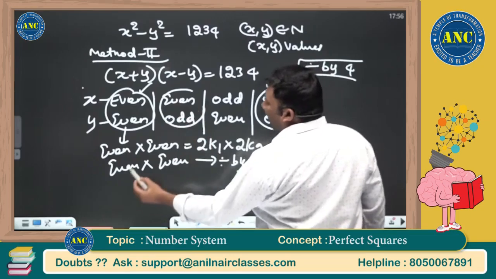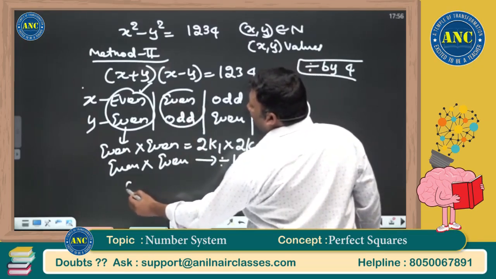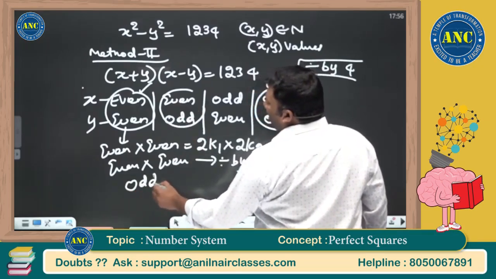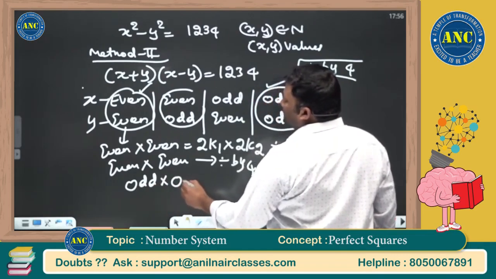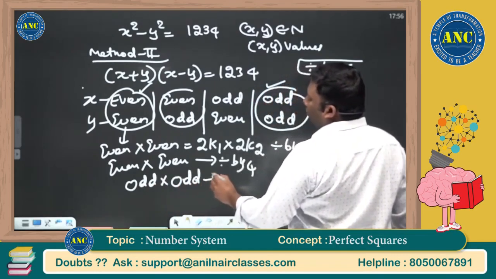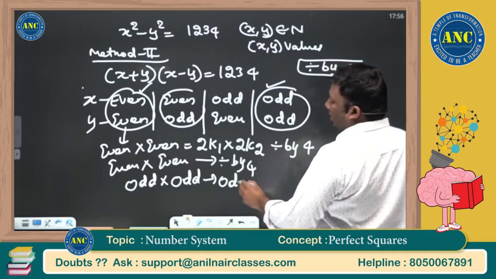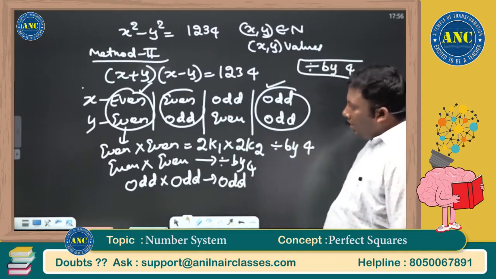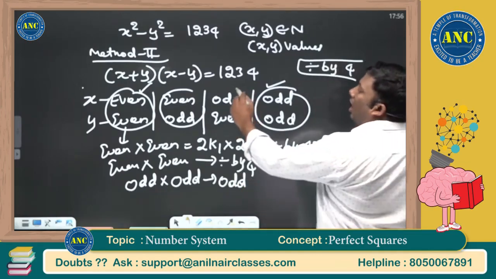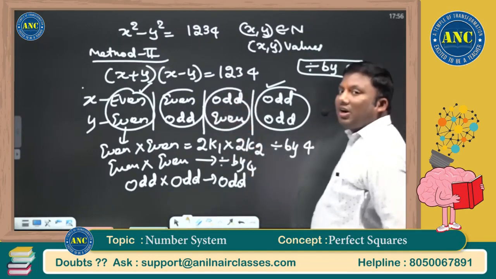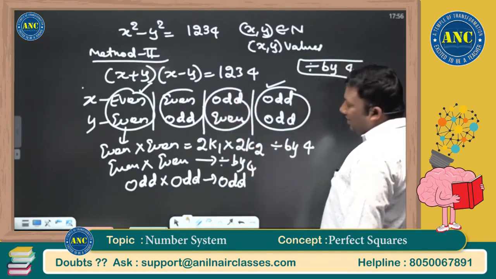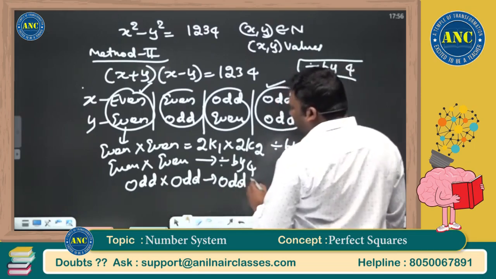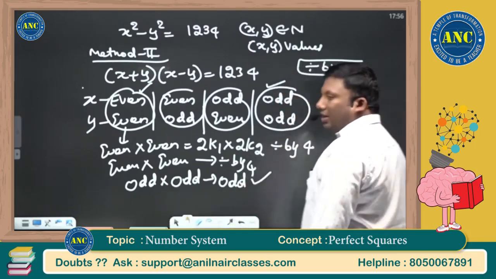One is even, another is odd. Even plus odd, it is odd. Even minus odd, it is odd. Odd into odd, it is nothing but an odd number. Odd plus even, which is an odd number. Odd minus even, it is an odd number. Odd into odd also, it is an odd number.